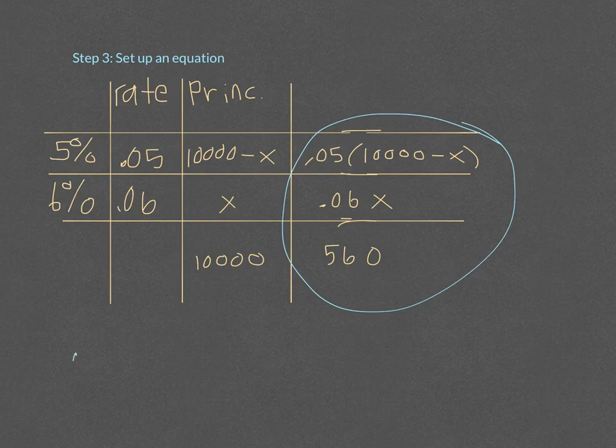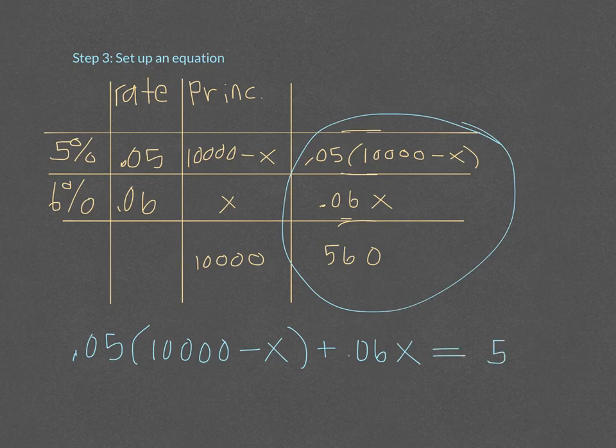And we know that we have 0.05 times 10,000 minus x is my amount earned for the 5% rate. And then if we add the amount earned for the 6% account, it's 0.06x. These two interest earned from both of these accounts equals the total annual interest earned. So that would be the total equation set up that relates all of the information in the problem that we have.